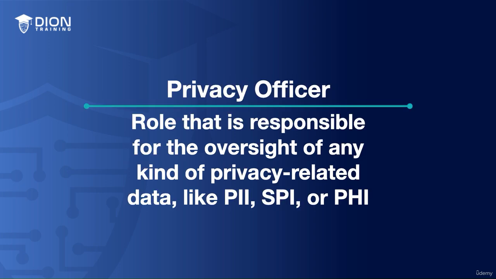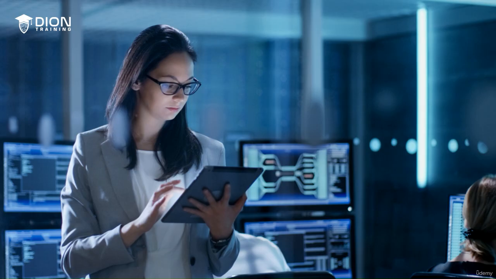Then we have our privacy officer. Now, this is a role that is responsible for the oversight of any kind of privacy-related data. Things like PII, SPI, or PHI, any of those things that are managed by the company fall under the realm of the privacy officer. This is the person who's going to really be on the hook if you have a data breach, because normally, when you have a data breach, what people are concerned about is the privacy of user data that has been exposed, and so that is going to be what they're focused on.